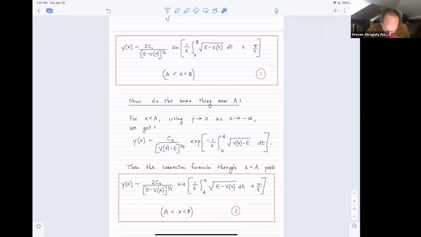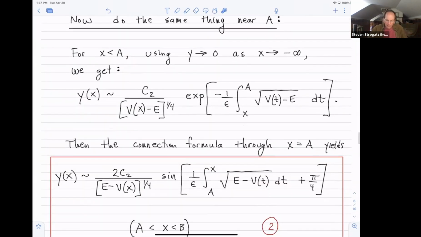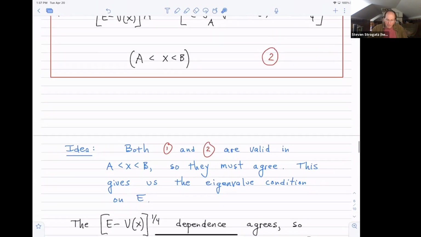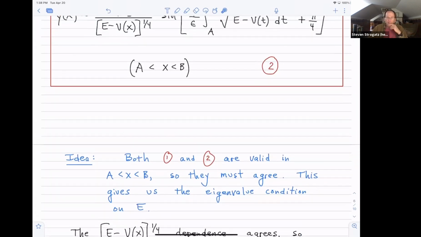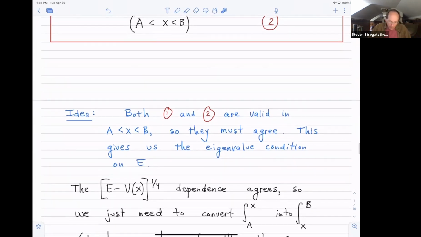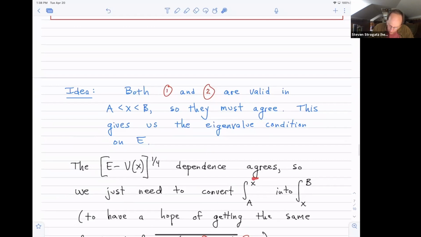So let me try to replace this integral from a to x by an integral that goes from x to b, and then put in whatever compensating terms I need to make that correct. So in other words, let me now do that at full size. Like I say, both 1 and 2 are valid in this region, x between a and b, so they have to agree. That's going to determine the eigenvalue E. So, of course, this is not giving us any information. That's the same in both. I have to somehow convert this integral to this. And I'm going to write it in this shorthand so you can keep your eye on the limits of integration.